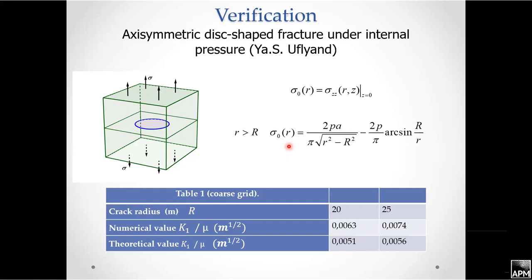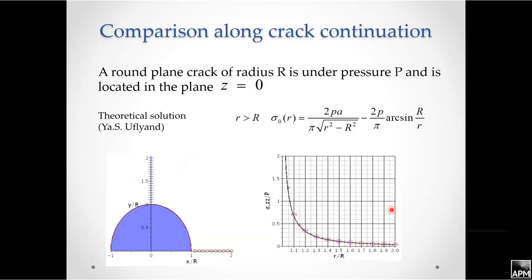Calculations were carried out for two values of the radius on a coarse grid. In this case, the error is about 20%. We also wanted to understand how the numerical and analytical solutions coincide. The solid line in the graph shows the analytical solution, and the circles and crosses show the numerical solution along the crack continuation in two directions.